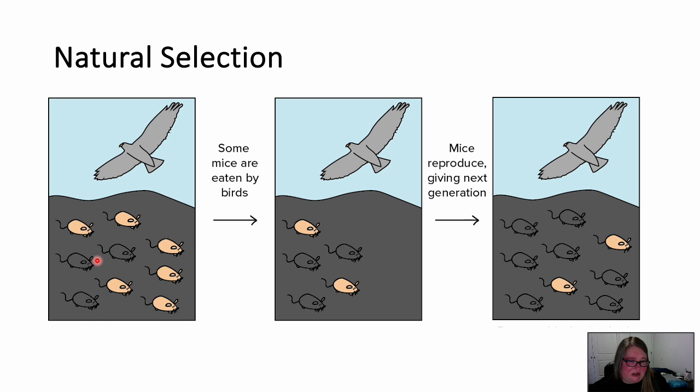This is what natural selection does. With natural selection, we want to survive. We want to be the fittest for the environment so we can reproduce and pass our genes on to the next generation. All living organisms follow this process.